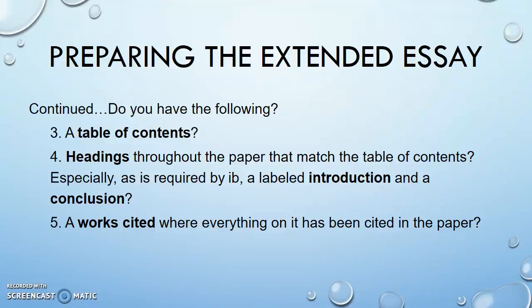After that, you want to make sure that you have a table of contents and that the headings on the table of contents are throughout the paper, that they match, so they're on the same pages. Also, you need to make sure that you have an introduction and a conclusion labeled in your EE. This is very important because those are part of the assessment. And then, of course, a works cited where everything listed on your works cited has been cited in the paper.